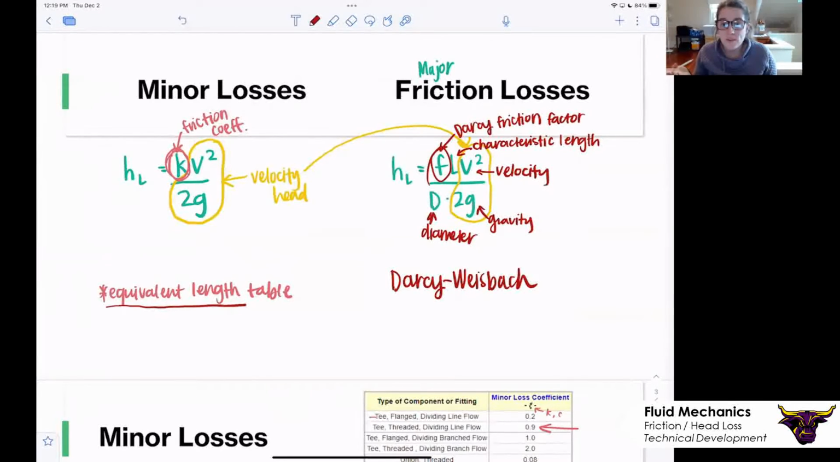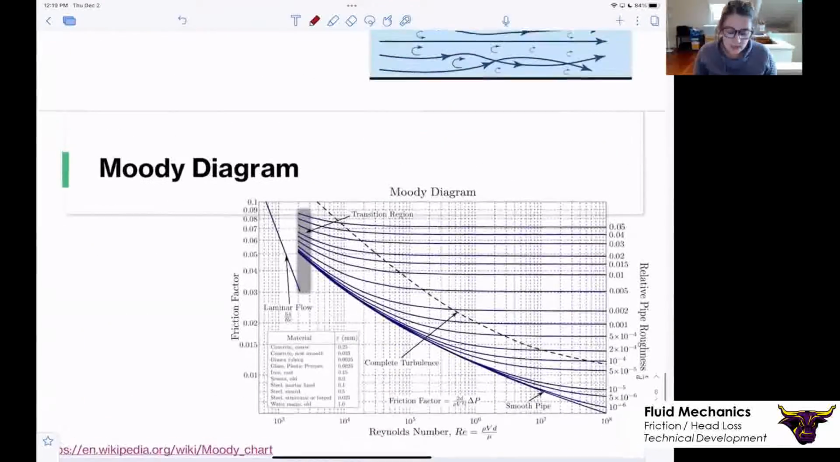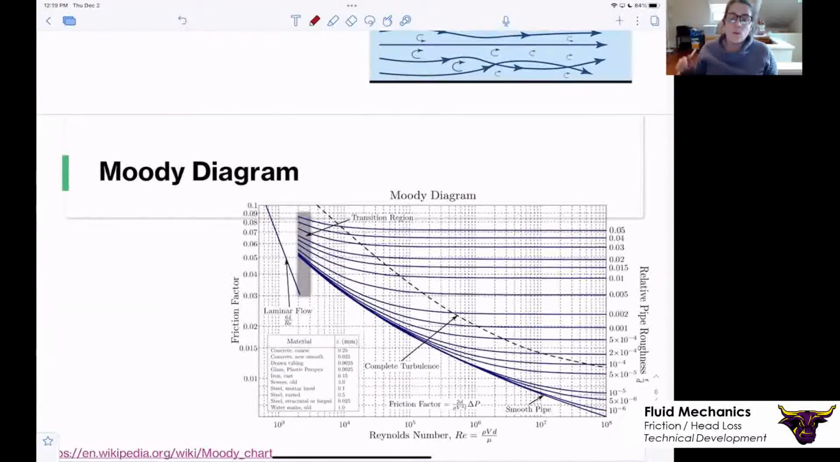So the question is, how do we find the F? Luckily, Moody wanted to give us an easy way to do that. So we have something called a Moody diagram. We have to calculate 2 things for our Moody diagram. The first is over here on our right axis, which is called the relative pipe roughness. So relative pipe roughness is epsilon over D. Your epsilon is going to come from this table right here. If your pipe material isn't here, you would be able to find it as well, but these are some common ones.